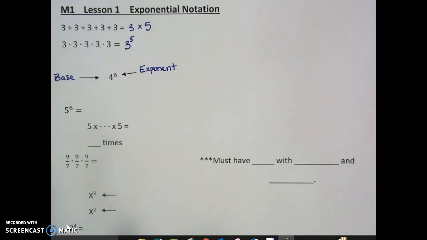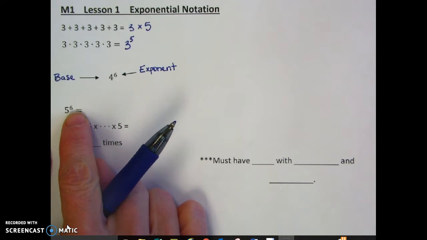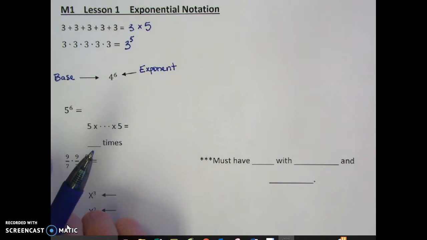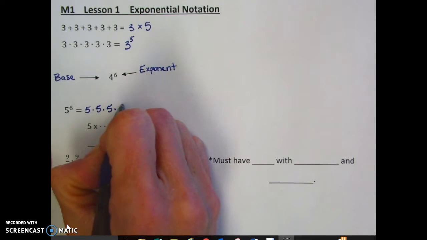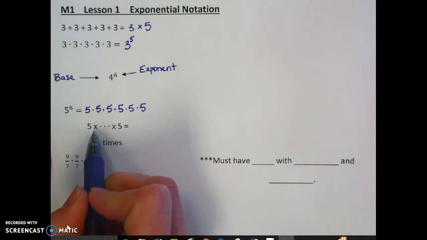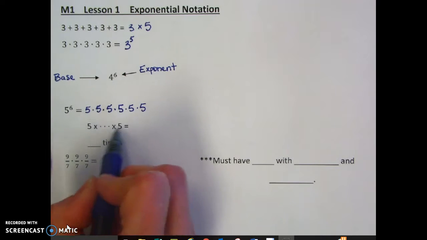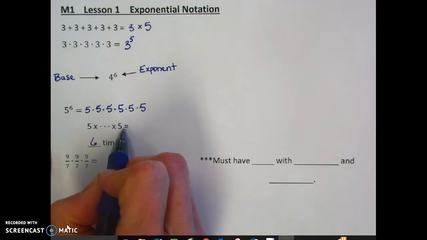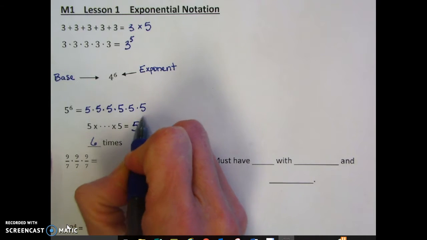All right, so looking at the first example here, 5 raised to the 6th power is how you would say that, 5 to the 6th power. What it means is 5 times itself 6 times. So 5 times ... times 5, they're just saying there's a bunch of 5s in there. They just don't write them all out. So in this case, it would be 6 of them, and that is equal to 5 to the 6th power.